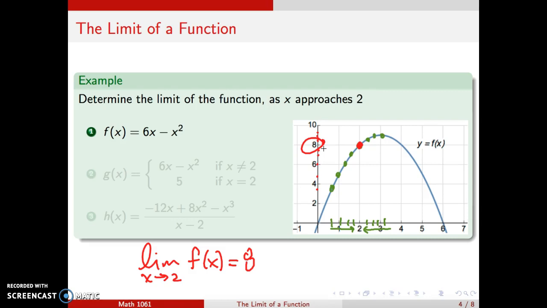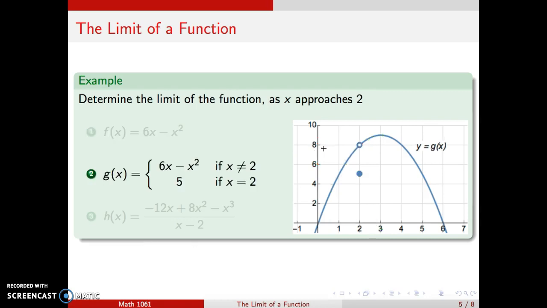All right, now this is going to look very, very similar to the next example. Suppose I've got this new function, g of x, a piecewise defined function. It's got the same rule as in the previous one everywhere except x equals 2. When x equals 2, we say that the function equals 5. So the way we graph this back in our pre-calc days is something kind of like this.